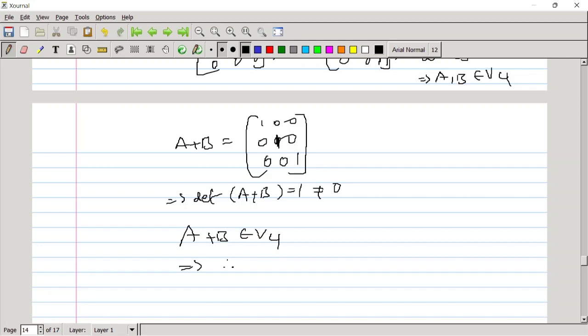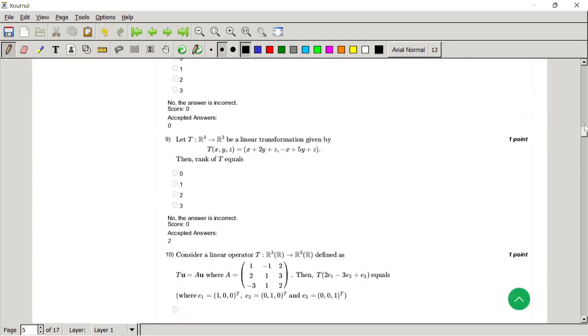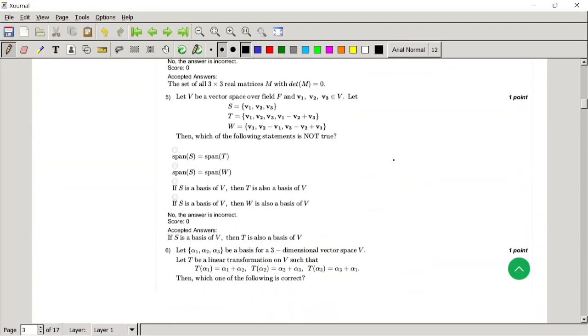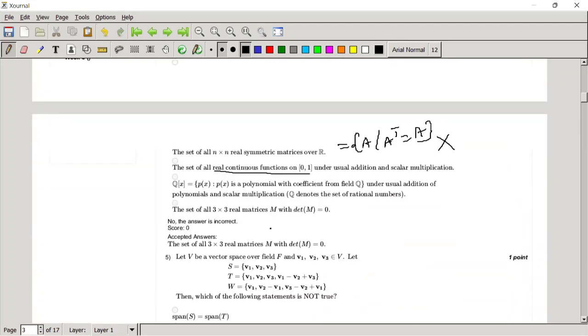Therefore V4 is not a vector space. The problem asks which one is not a vector space, so the fourth option is the correct option. It is not a vector space. The remaining three options are vector spaces. This is also a vector space. This is also a vector space.